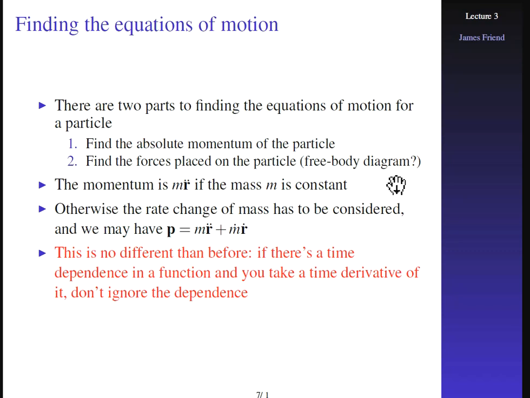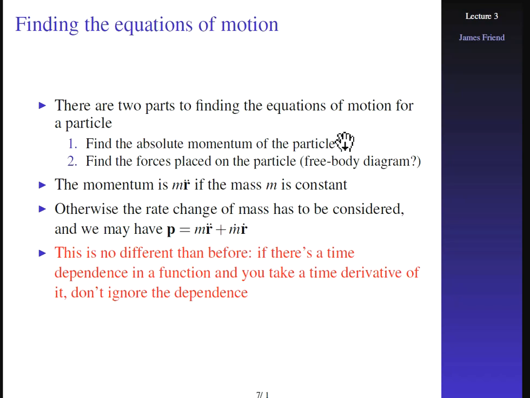The force is m times acceleration, r double dot, if the mass m is constant. Otherwise, the rate of change in mass has to be considered. And so we may have the situation where p is equal to the time derivative of m r dot, right? So that's actually equal to m r double dot plus m dot r dot. And actually this should have a dot above it, I'm sorry. That should be p dot is equal to m r double dot plus m dot r dot. Again, this should be p dot. All right. And so this is not anything different than before. There's a time dependence in a function, and you take a time derivative of it. Don't ignore the dependence. If you have a mass change rate of time, you can't ignore it. You have to leave it in there.